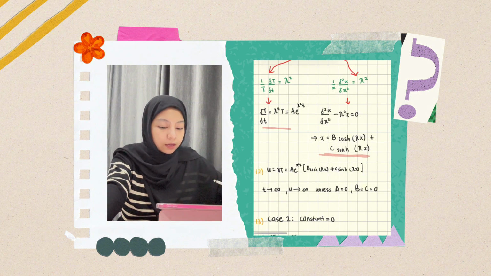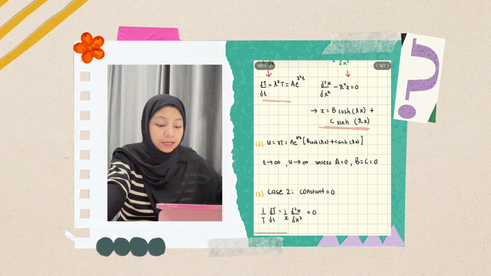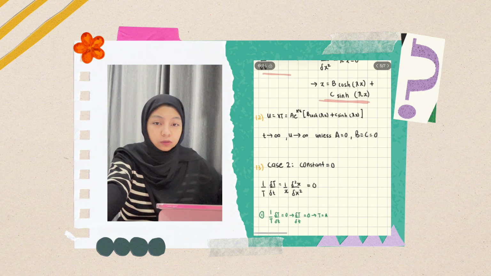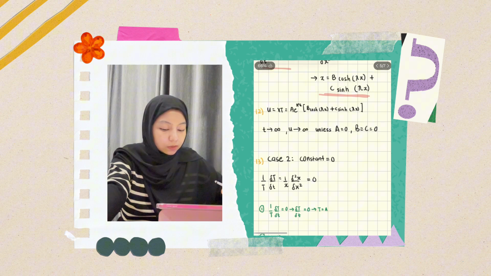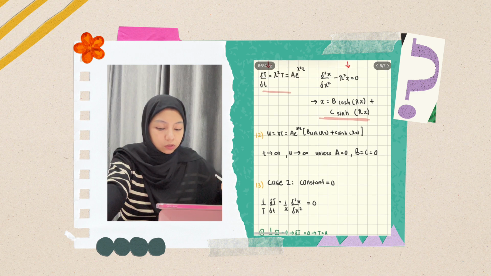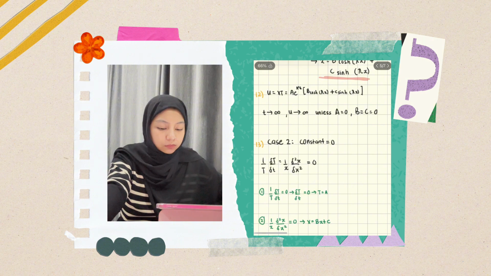And then we can write down u as a times the exponential, as we let the time approach infinity. The solution blows up if b and c are both 0. So this doesn't make sense. So right now let us see the second case, which is the constant equals 0.